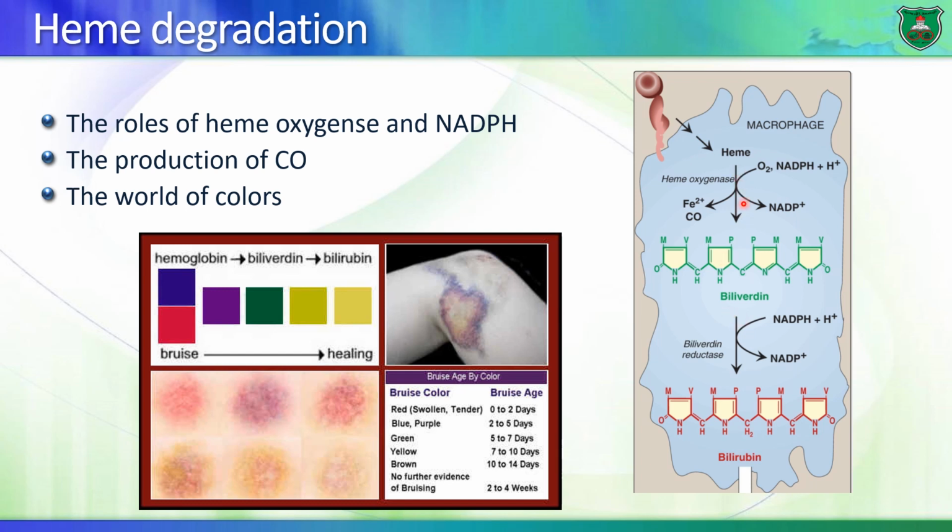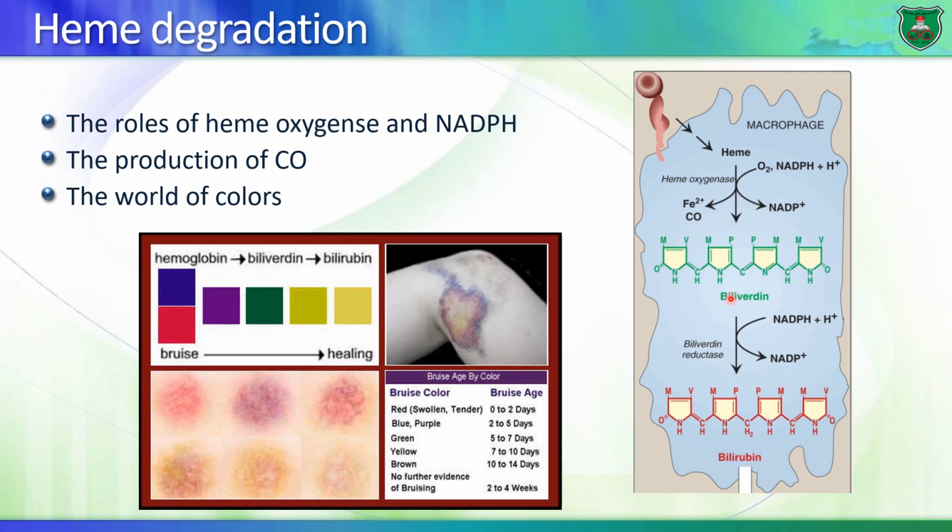Now, this reaction right here requires NADPH. That's one. Two, iron is released, and I mentioned that in the previous lecture. And then you have the production of carbon monoxide. This is the only reaction in the body where you have production of carbon monoxide.